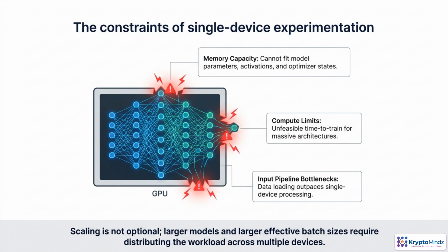On a single accelerator, modern deep learning quickly hits three hard limits. First, memory. One device often can't hold all the parameters, activations, and optimizer states of today's large models. Second, compute. Even if it fits, training time becomes impractically long. Third, the input pipeline can't feed the device fast enough. At that point, scaling across multiple devices becomes mandatory rather than optional.